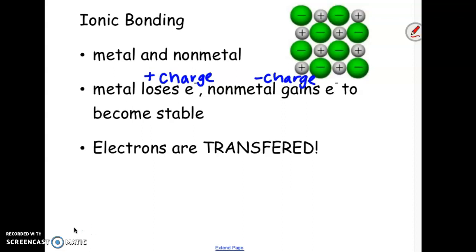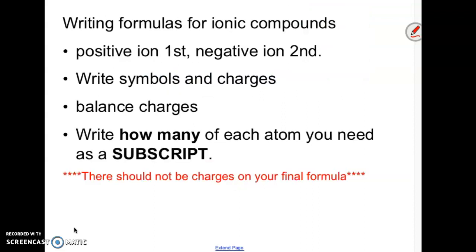So the big deal thing here, you guys, is that in ionic bonding electrons are transferred, okay? So I would really like you to remember that ionic bonding is between a metal and a nonmetal and that electrons are transferred. That's what you should be focusing on for right now. All right, so there are different naming rules for writing formulas. We're going to talk about writing formulas and we're going to talk about naming.